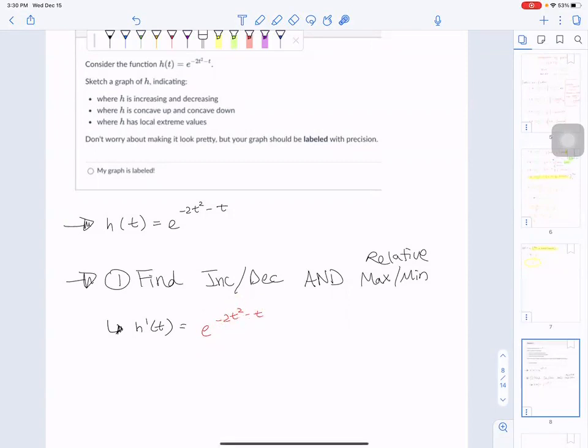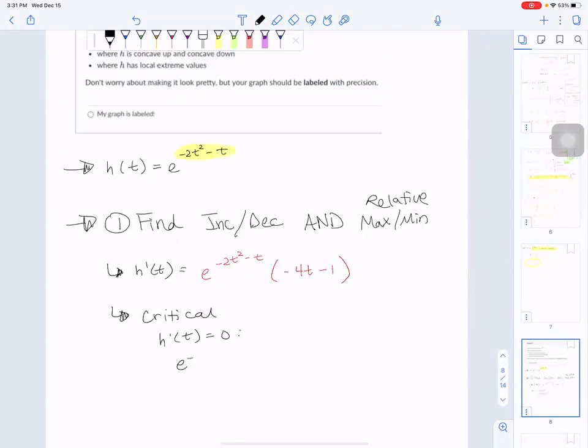Chain rule says you do the derivative of your outer function, which is e to this thing, but then you have to multiply by the derivative of your inner thing. So the derivative of negative 2t squared minus t, what is that? That's negative 4t minus 1. So this is your derivative. Now for your critical points, you want to find where your derivative equals 0.